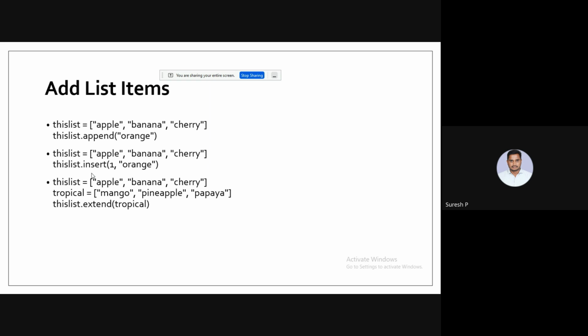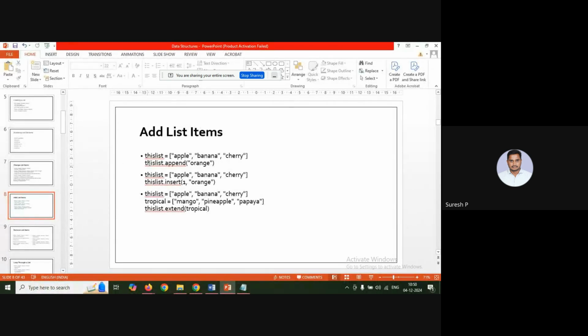Now, list dot extend tropical means that finally this list will have apple, banana, cherry, and also the elements of tropical, because the tropical list has been added to this list. So our output will be apple, banana, cherry, then mango, pineapple, and papaya. These are the different ways for adding an element.